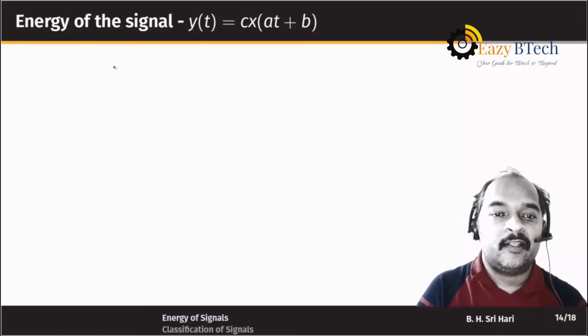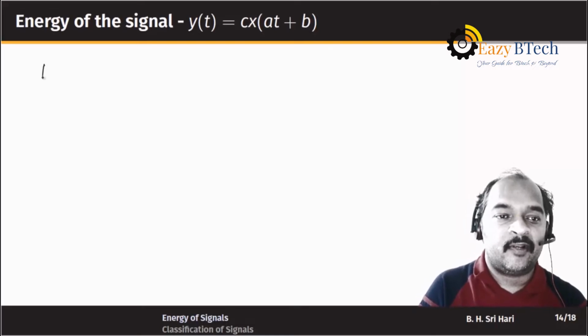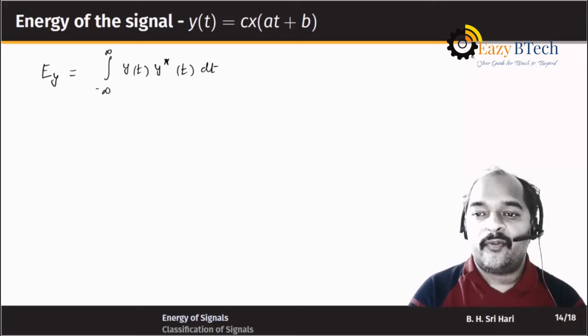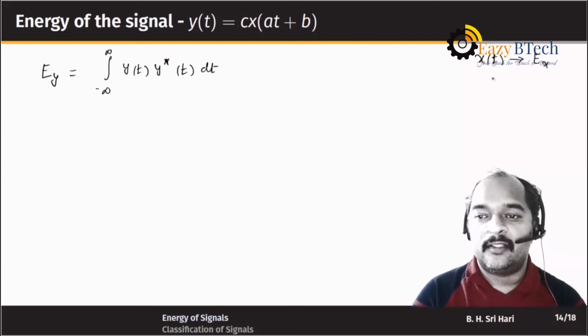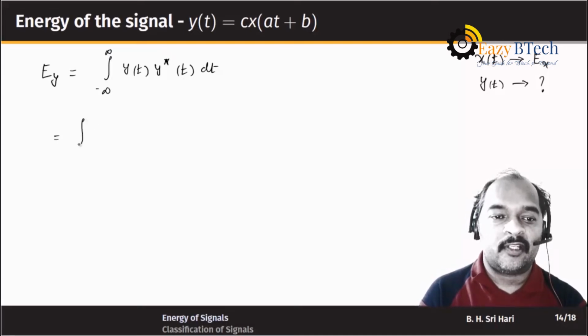Okay, so we want to find the energy of this signal y of t, which is defined as c times x of at plus b. So let us call that Ey, which is nothing but the integral from minus infinity to infinity of y of t multiplied with y star of t dt. Okay, so what is given? The energy of the signal x of t is given to be Ex, let's assume, and we are asked to find the energy of y of t. So the energy of y of t is defined as the integral from minus infinity to infinity of y of t times y star of t dt. So let us substitute what y of t is.